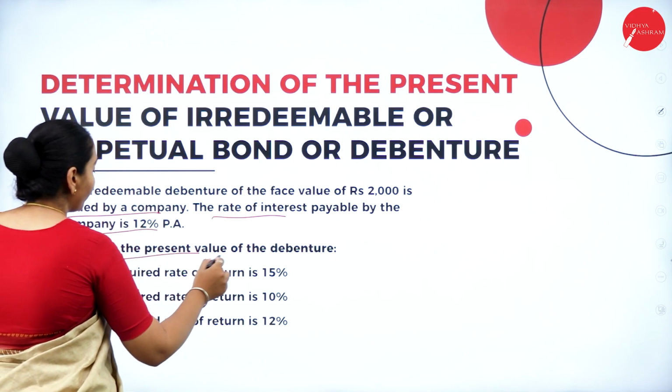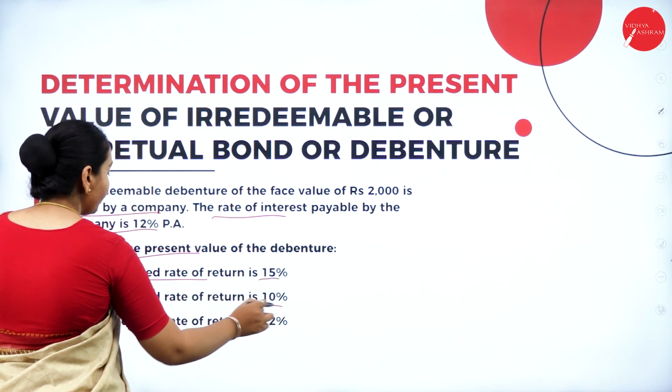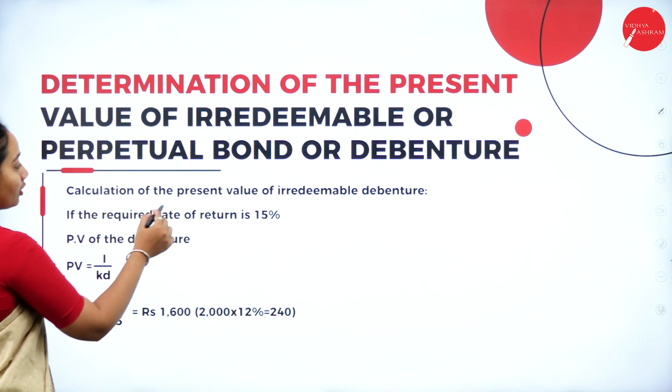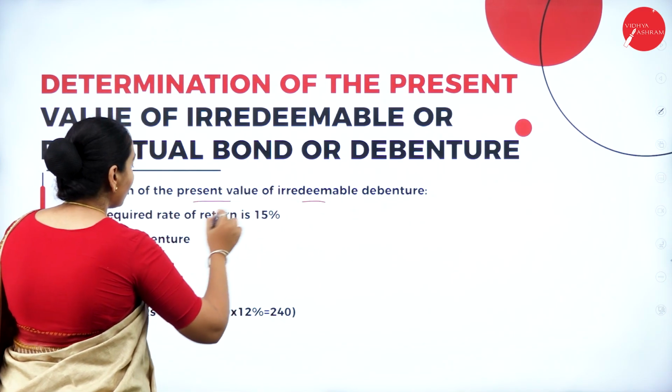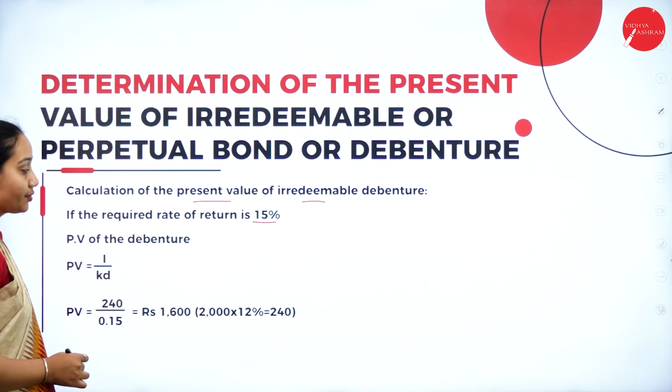Calculate the present value of the debenture if the required rate is 15%, if the required rate is 10%, and if the required rate is 12%. So first, calculation of the present value of irredeemable debenture. Under that, how much is going to be the present value if the rate of return is 15%.